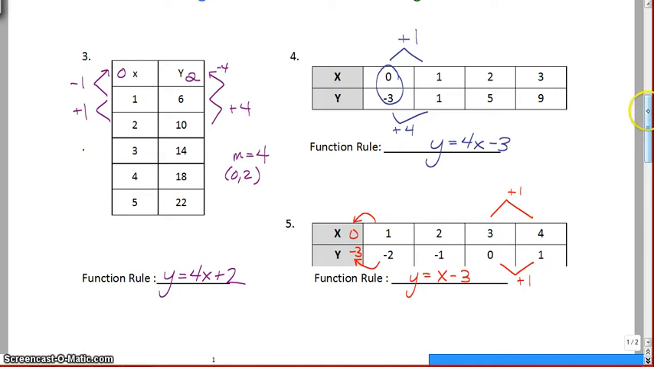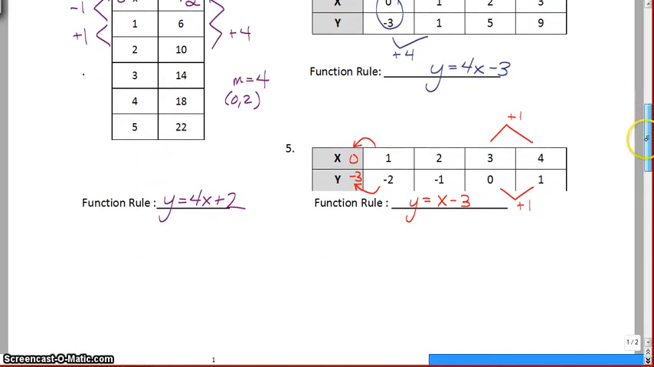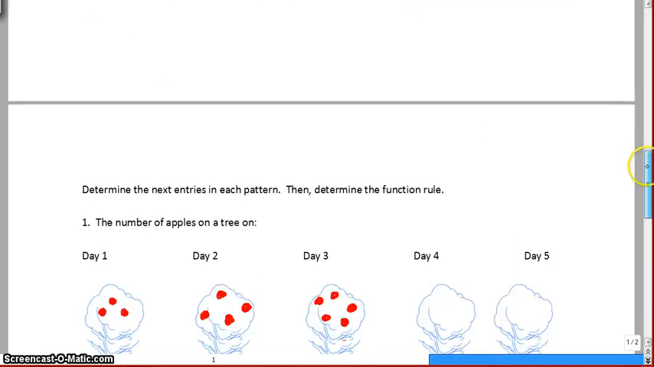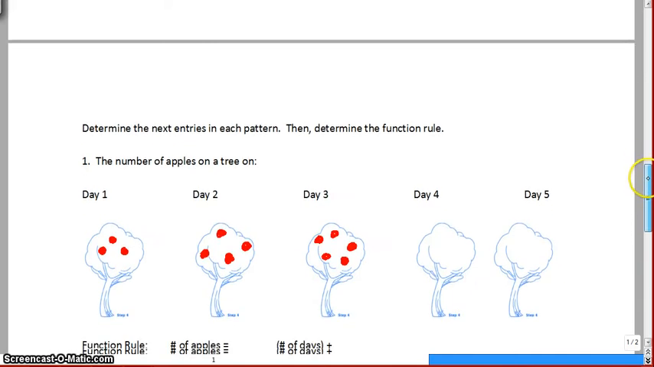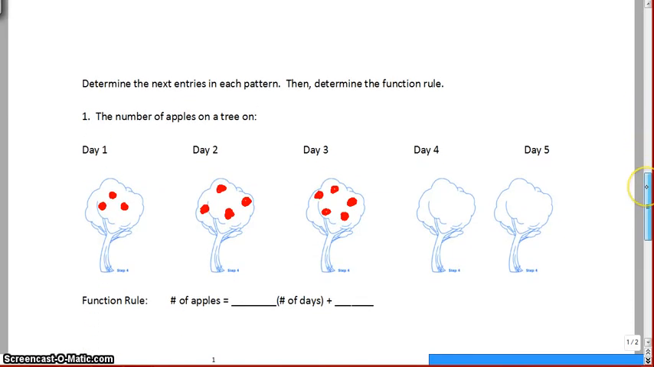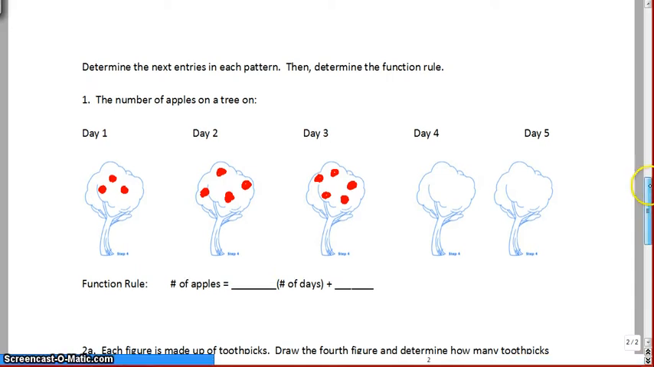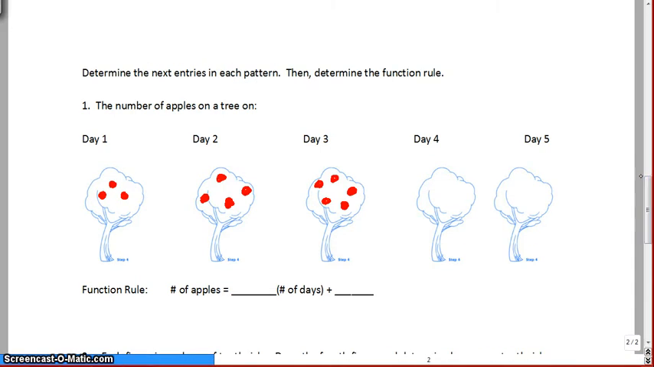So that's when you have data given in a chart. Well, there's more than one way to write a function, and it doesn't always have to be from a chart. It could be from some sort of real-life example. So what we're going to do here is work with some apple trees. We're going to determine the next entries in each pattern, and then we're going to determine a function rule.